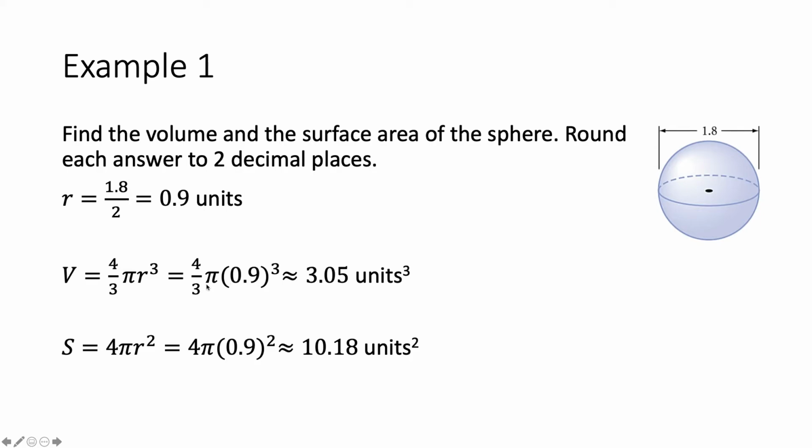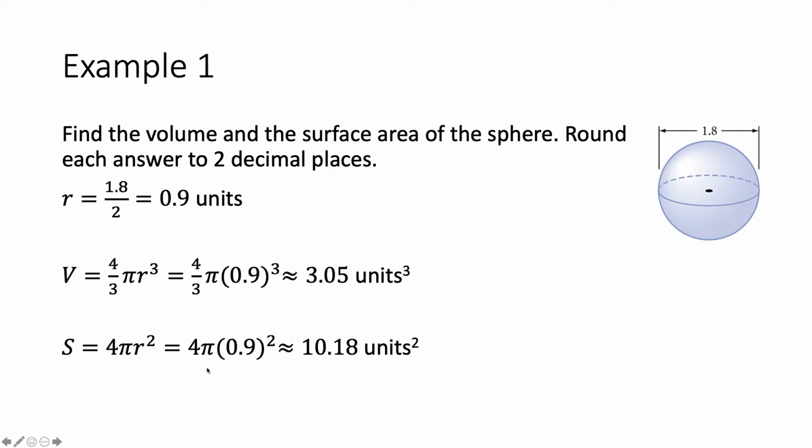And so when I do this on my calculator, the only thing that matters in the order, where people might get tripped up, is that you have to do the exponent first. You have to do 0.9 to the third before you multiply by these things out front, because order of operations says that exponents come before multiplication. So you do 0.9 to the third, then you multiply by pi, you multiply by 4/3, and you get about 3.05 units cubed. So if it's volume, it's cubic units.